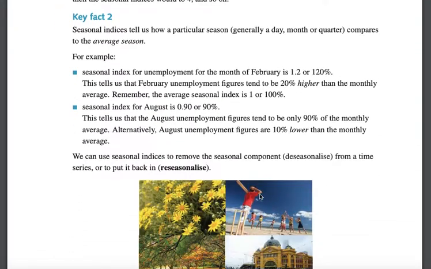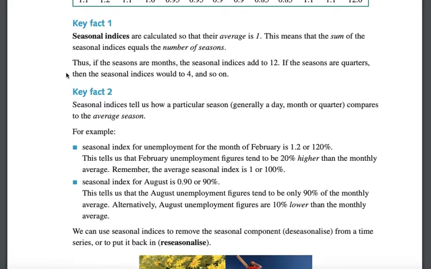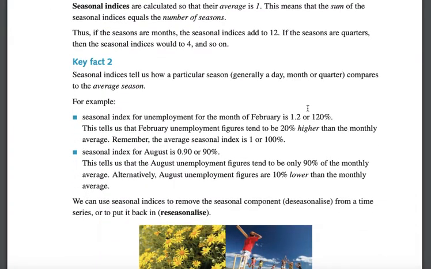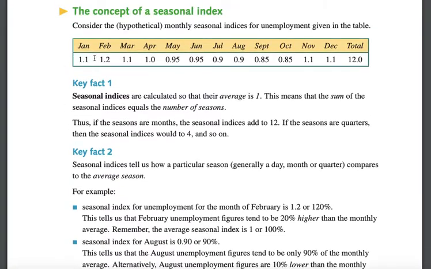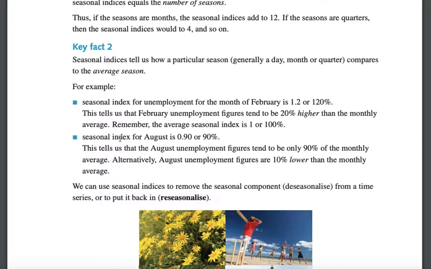The second key fact: seasonal indices tell us how a particular season, generally a day, month or quarter, compares to the average season. For example, the seasonal index for unemployment for the month of February is 1.2, or 120%. Remember, we just go from decimal to percentages. This tells us that February unemployment figures tend to be 20% higher than the monthly average. If all months were the same, these would all be 1 to add up to 12. But in Feb, it's telling us it's 20% higher. The seasonal index for August is 0.9 or 90%, which means it's 10% lower than the monthly average.